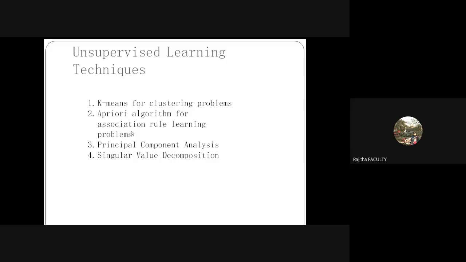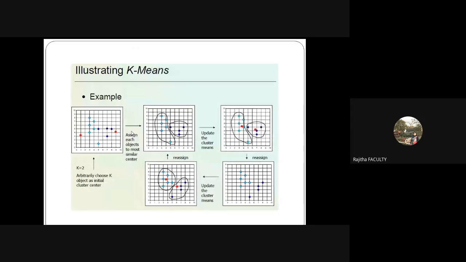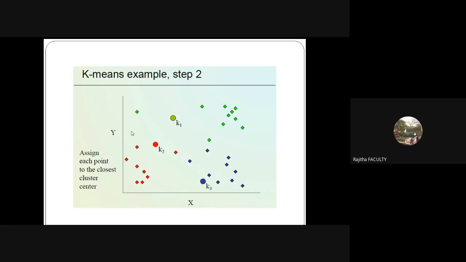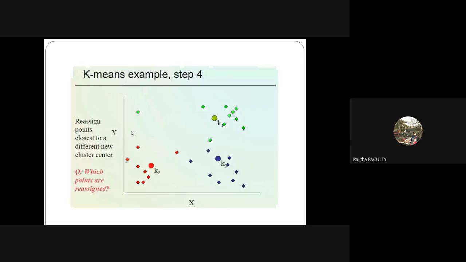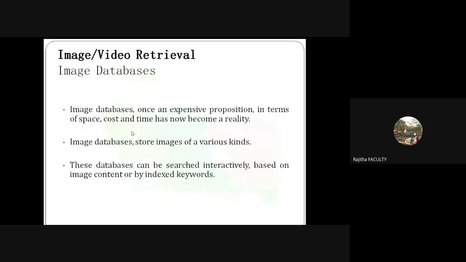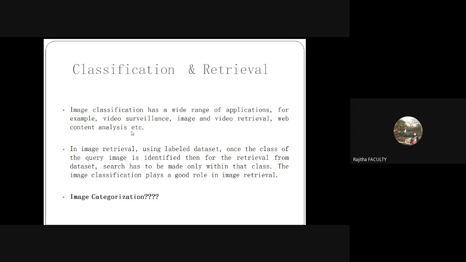Okay, first let me complete this. K-means also, I think most of you already know, so I'm not going into depth. It's one of the basic techniques of classification, a clustering approach. So I'm skipping it right now and we'll go directly to the image retrieval concept.